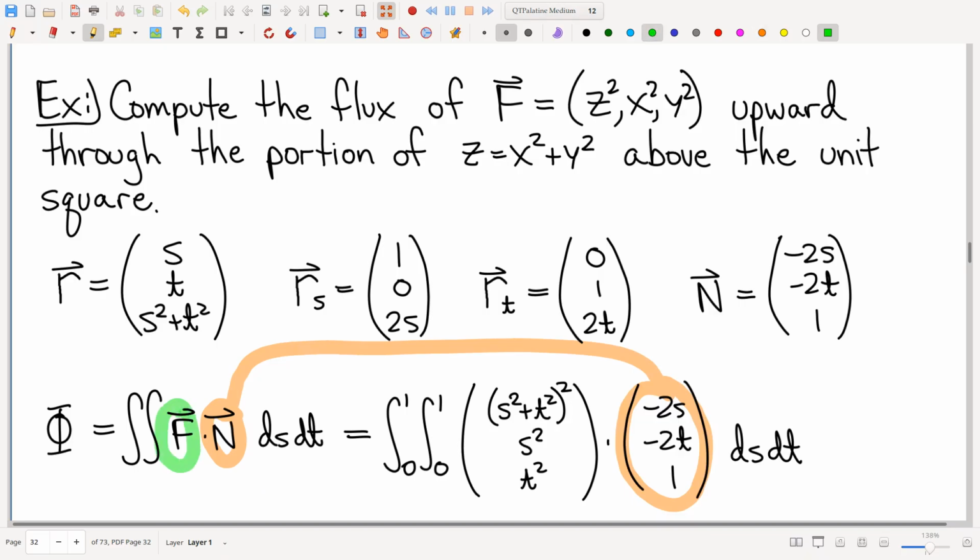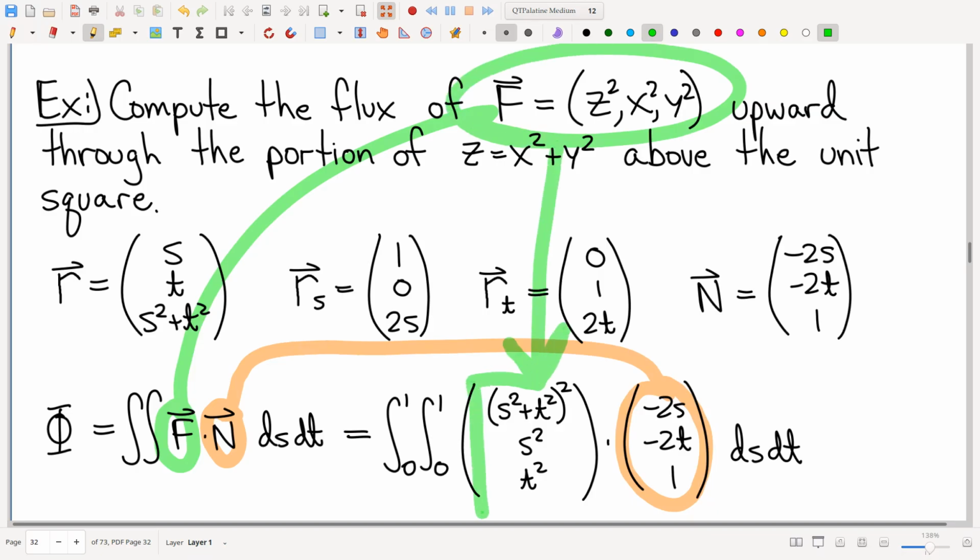Now I do have to plug in my vector field. My vector field is this, and I claim that my vector field then turns into this. Now what happened there? Where did that Z come from? Well, again, don't forget, if you want to know, for example, Z, the parameterization tells you. Parameterization is literally telling you X, Y, and Z as functions of your parameters. So that Z is S squared plus T squared. Is everybody with me? Is everybody happy? Everybody satisfied?